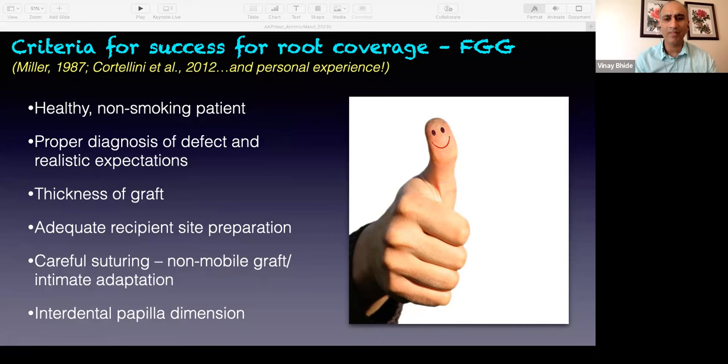Now, there have been no formal studies on this, but I remember a lecture from Dr. Preston Miller many years ago when I was a resident, where he said that where the interdental papilla dimension is at least 3 millimeters or greater, that is the area that you could typically expect root coverage to. So I've been using that as a rough guide for the length of my career so far, and it's actually been pretty accurate.